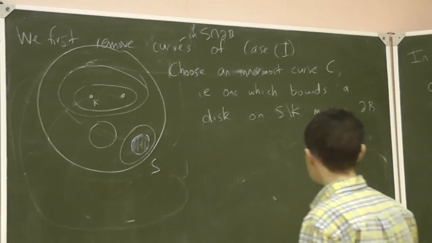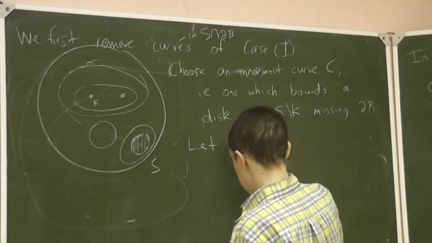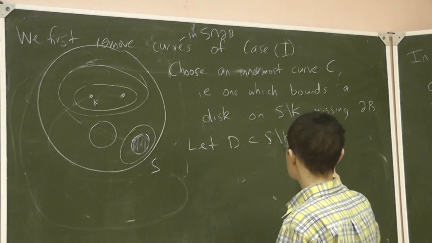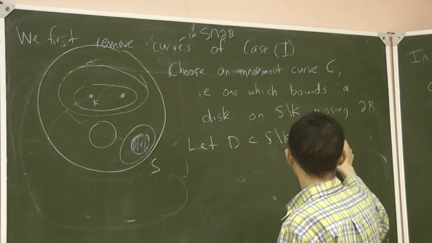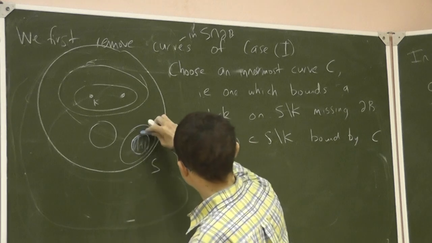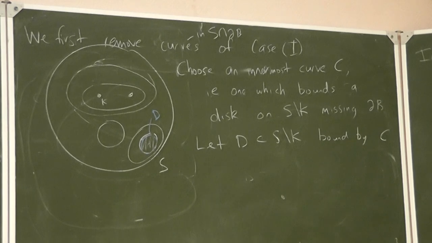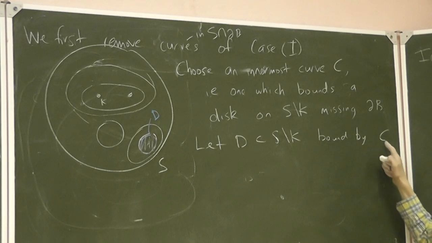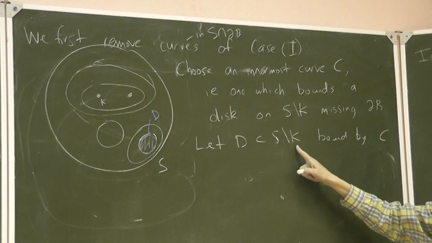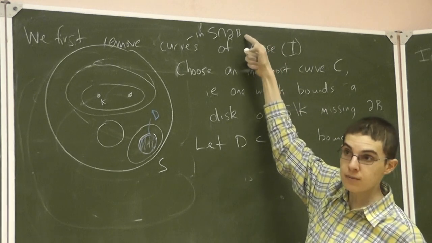So, let D be such a disk. Such a disk D. Okay, so now this curve lies on S minus K, but the curve also lies on the boundary of the three ball.